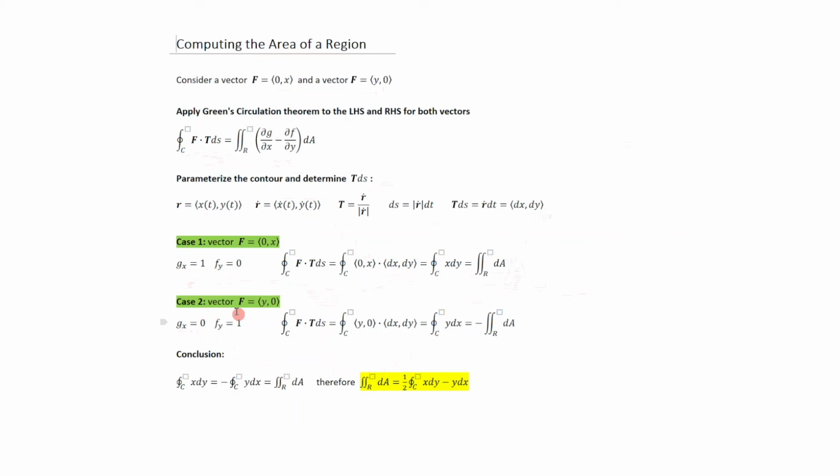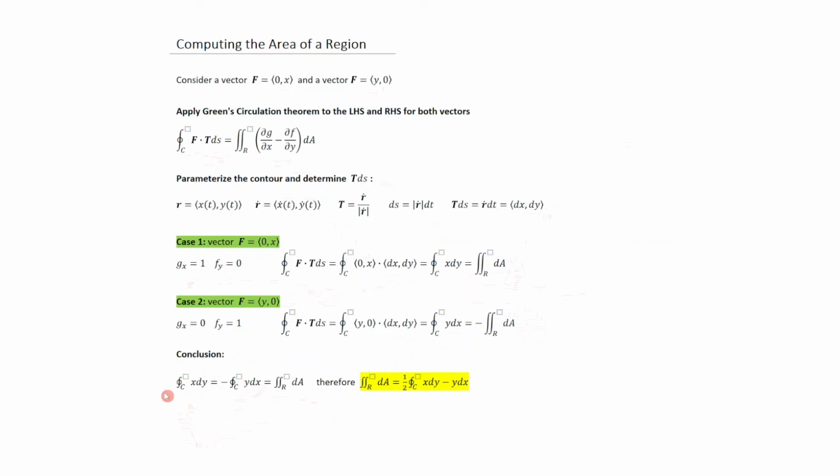Let's take case 2. In this case, the vector is (y, 0). If you then do the partial derivative calculations, we end up with ∂g/∂x equals 0, ∂f/∂y equals 1. If we now do the closed contour integral with the new f, which is (y, 0), T ds remains the same. It's still dx, dy. If you take this dot product, this is y dx. If you now compute the right-hand side, then you end up with minus the integral over the region, which would be minus the area. So we can conclude that the integral of x dy equals minus the integral of y dx equals the integral over the region, which is in fact the area.